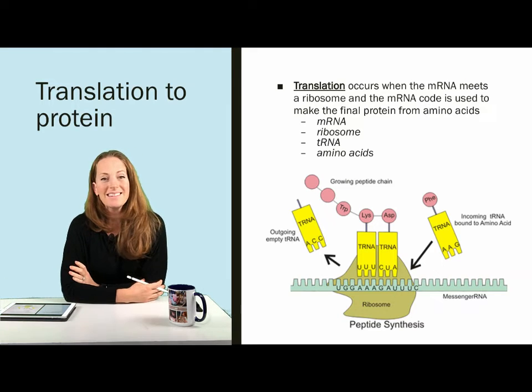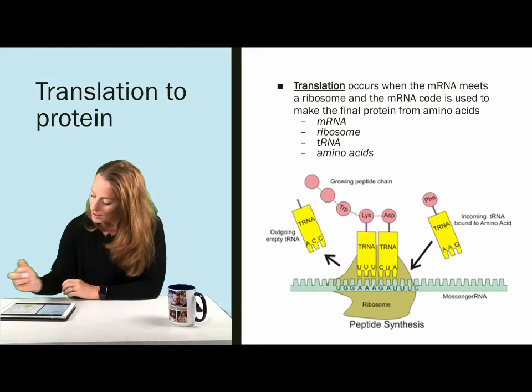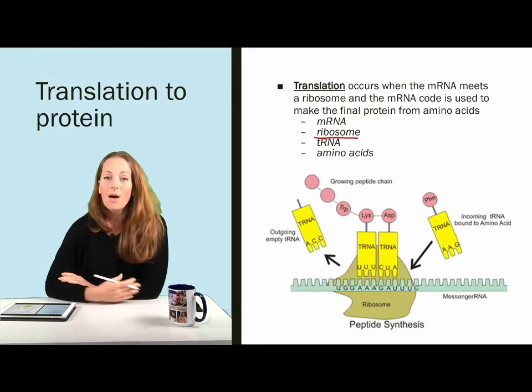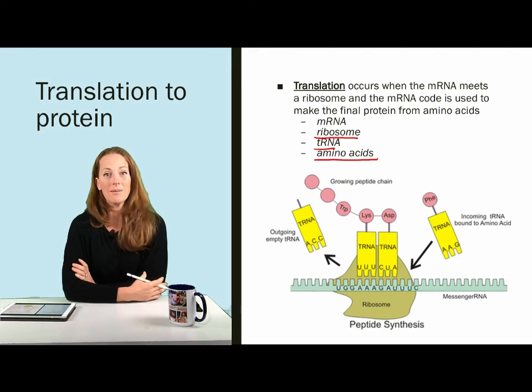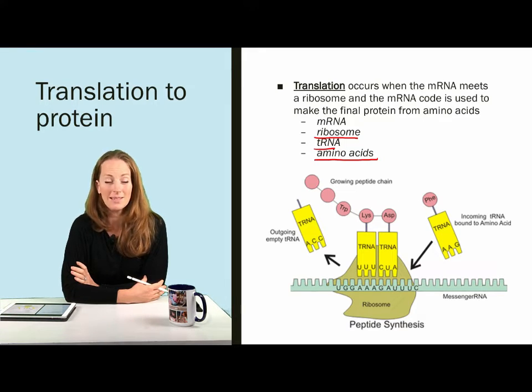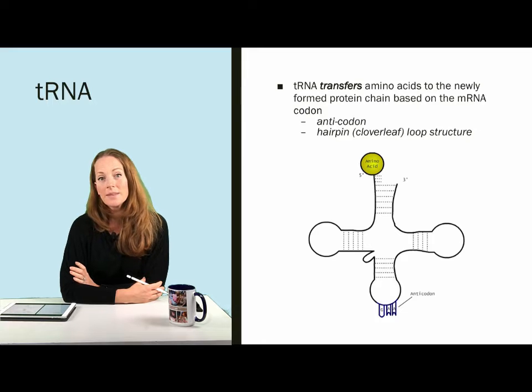What happens next is the translation. So transcription of DNA to mRNA just happened, and now we're going to translate that mRNA into protein. Translation happens at a ribosome. It also requires tRNA and the amino acids, which will ultimately be bonded together to form a protein. So let's talk about those components.